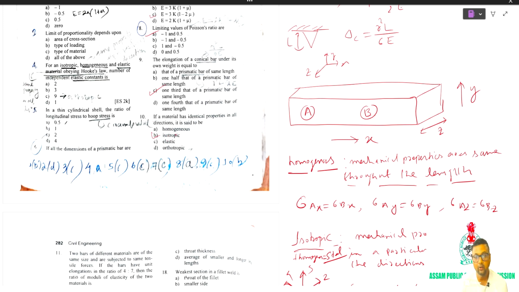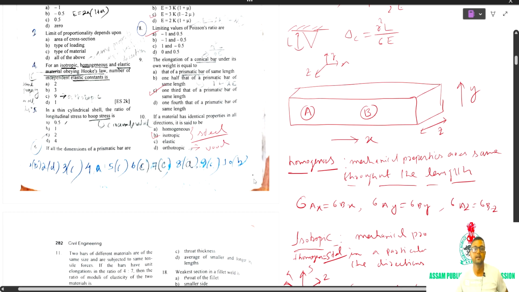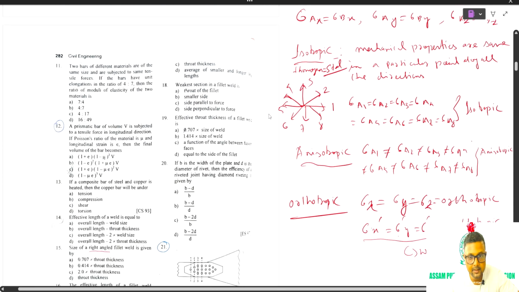Isotropic. Homogeneous will be what? Along a particular length. If the material property is the same along the particular length, x direction length, y direction length, z direction length, then it is said to be homogeneous. And steel is both isotropic and homogeneous. Wood is orthotropic. So you have to remember this.